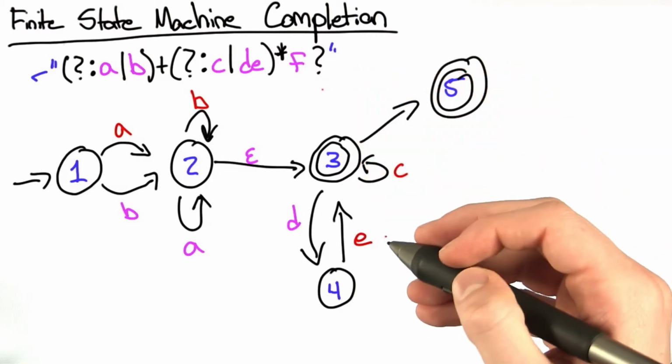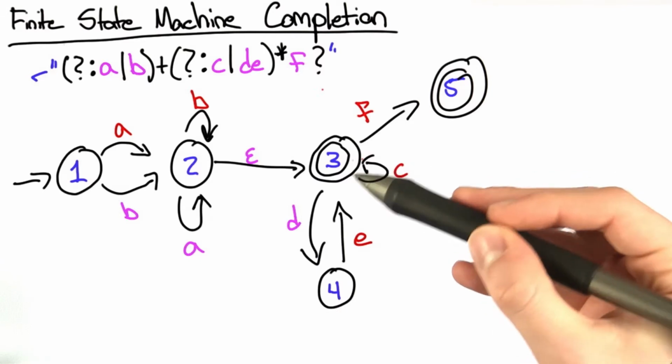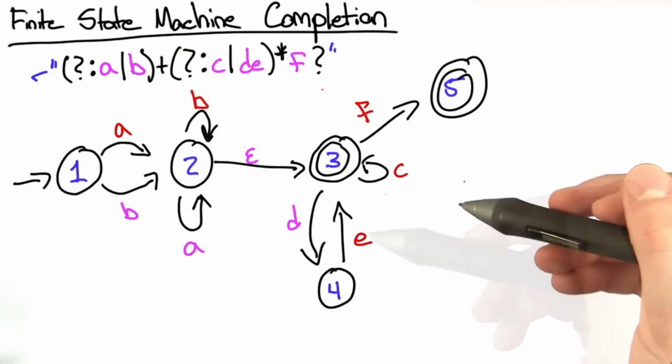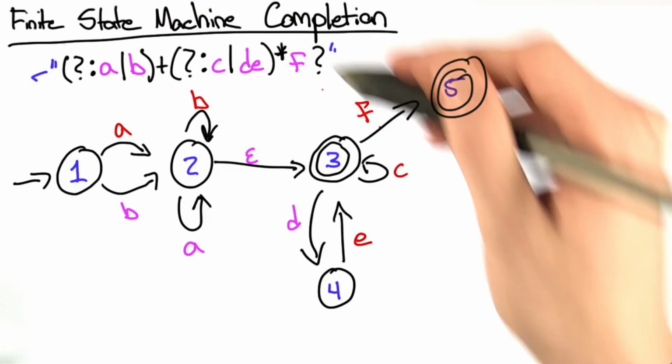There's only one F, and if it matches, we still finish in an accepting state, which is exactly what happens when we go from state 3 to state 5. And so these are the portions of the finite state machine that we're missing that perfectly match the given regular expression.